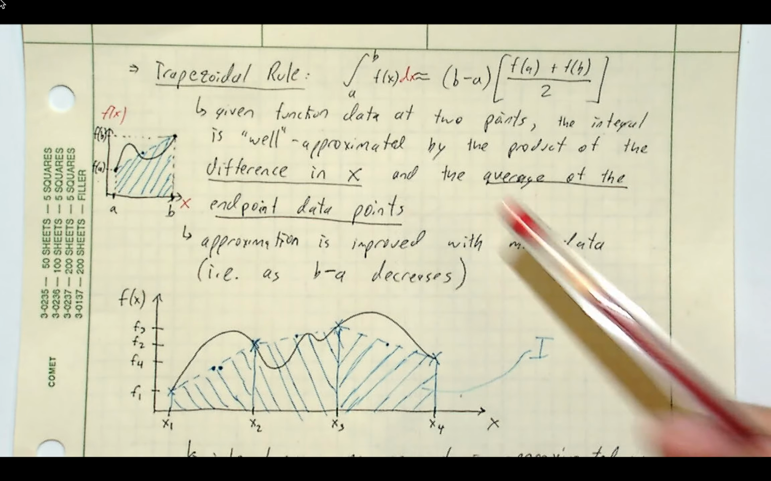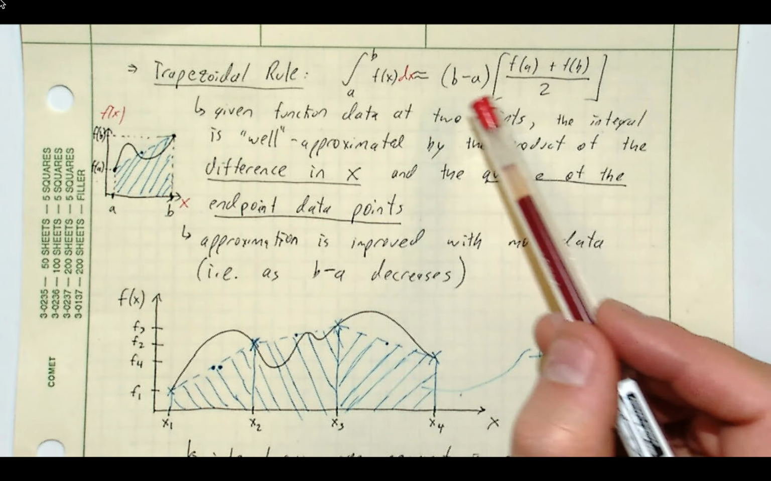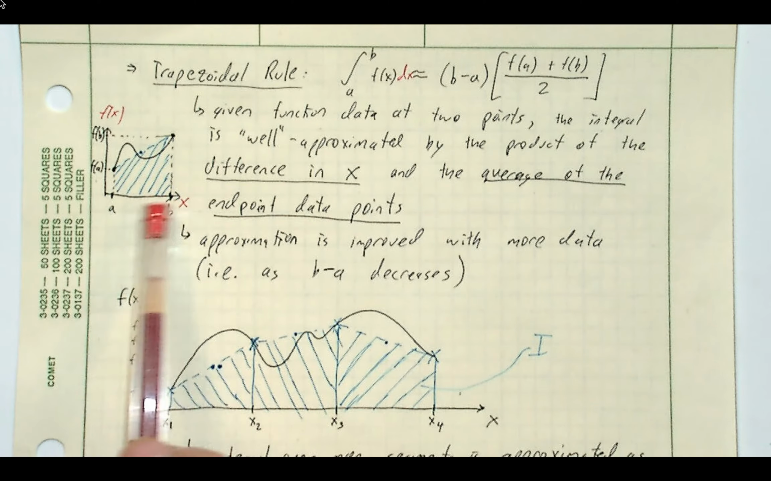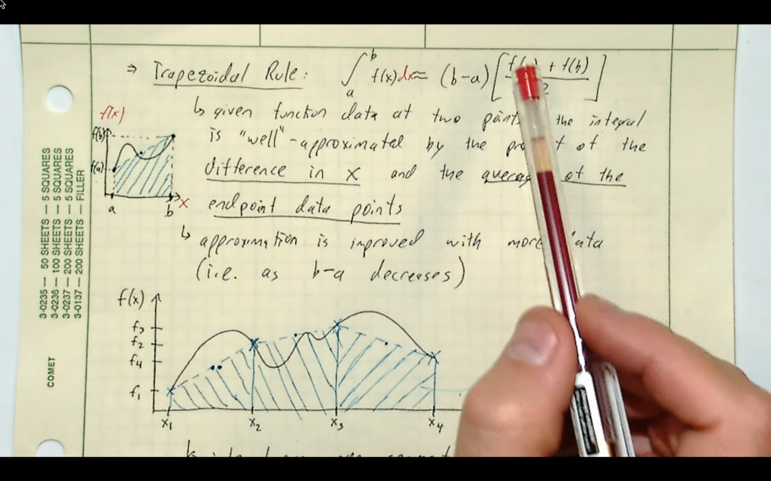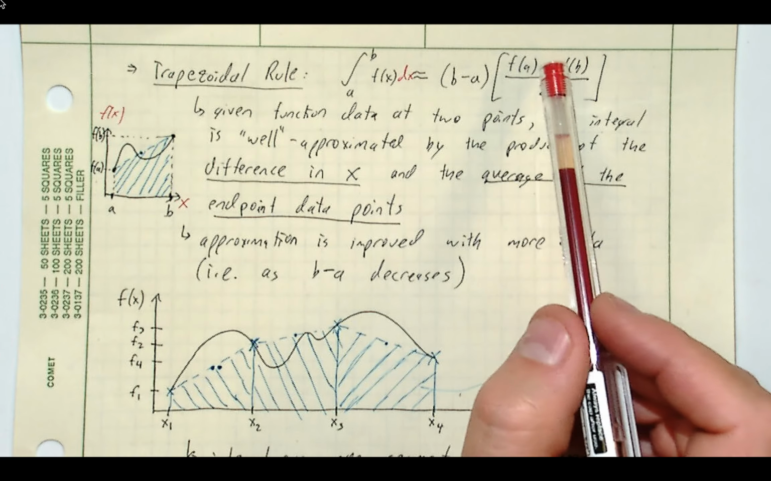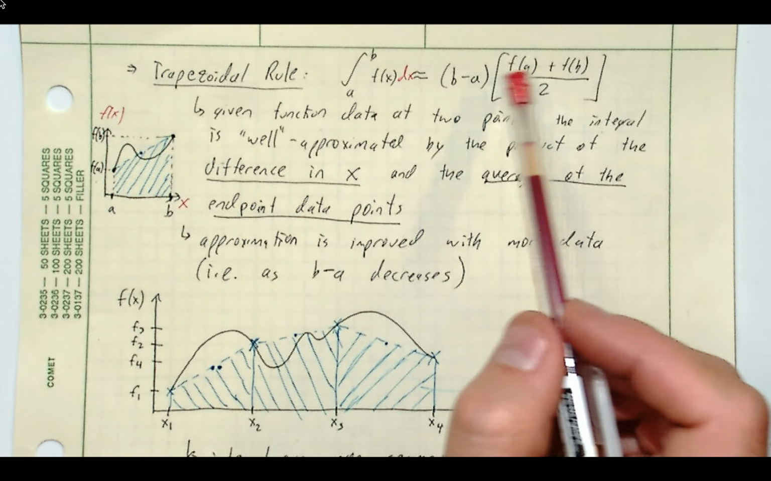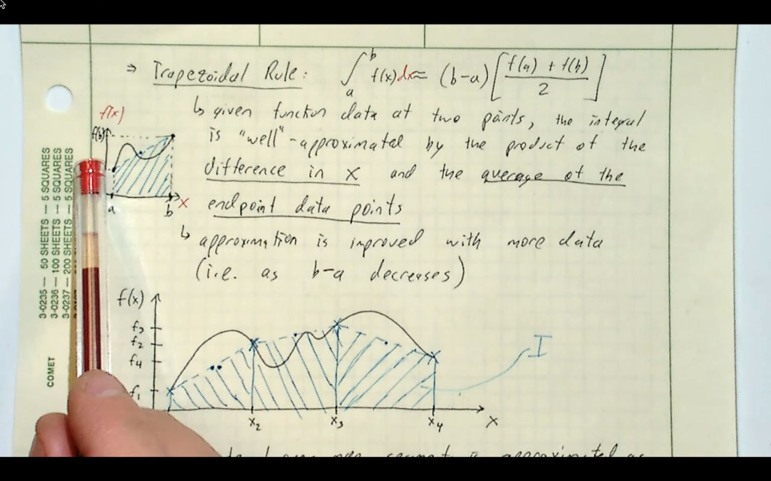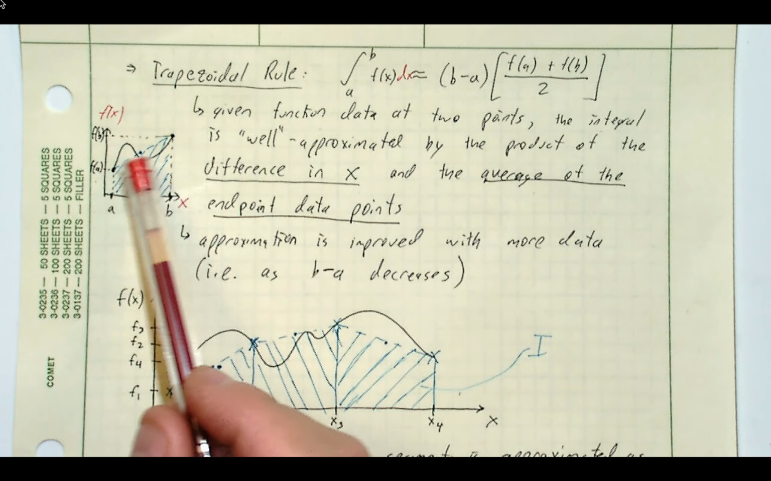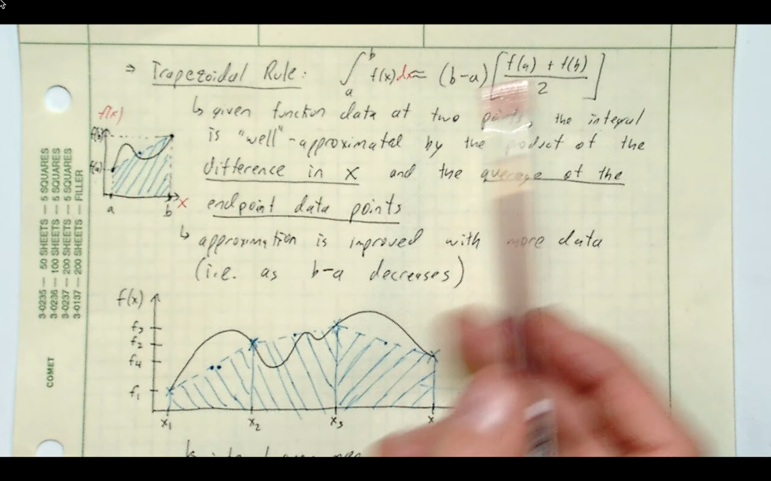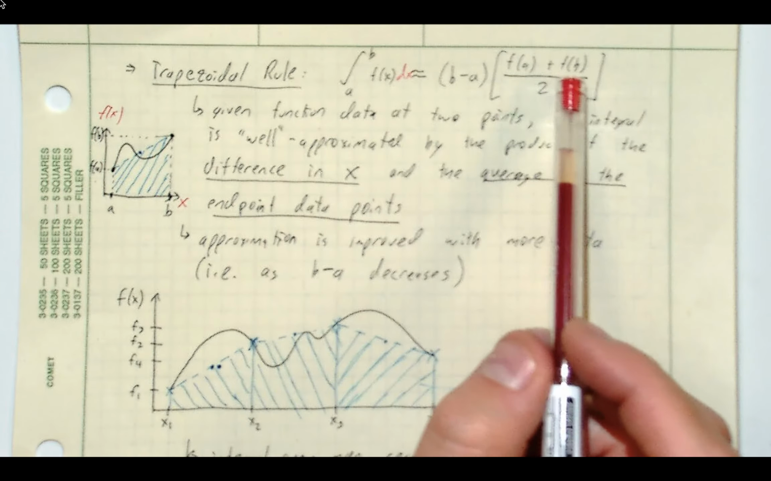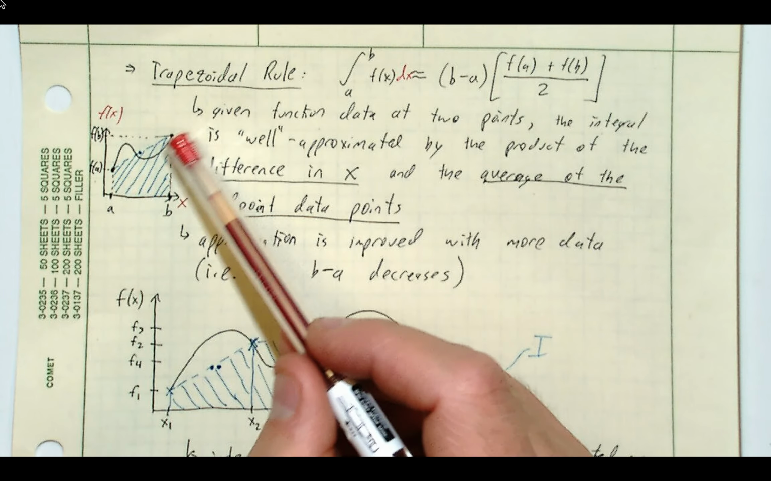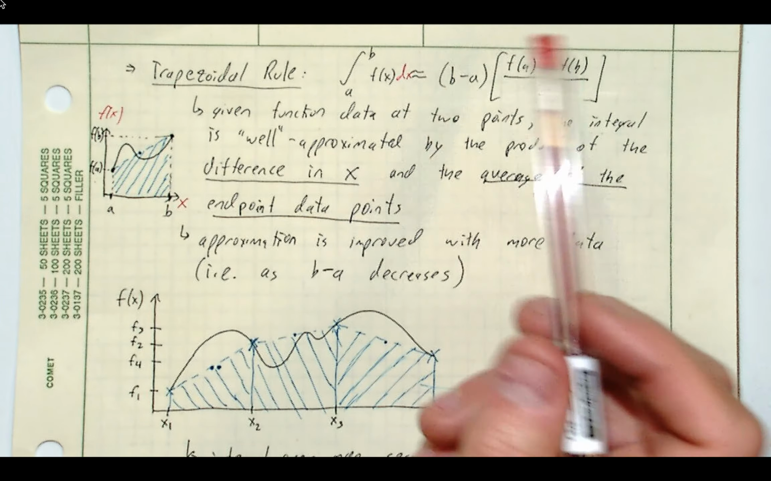And so the area of this trapezoid is b minus a, which gives us the base length, and then f evaluated at a plus f evaluated at b, over 2, gives us the average value. If we make a line of the tip, it gives us the average value in between, and this is the form for the area of this trapezoid. And so that's why it's called the trapezoidal rule. We make trapezoids, take the areas of those trapezoids, and then take that as an approximation for the integral.